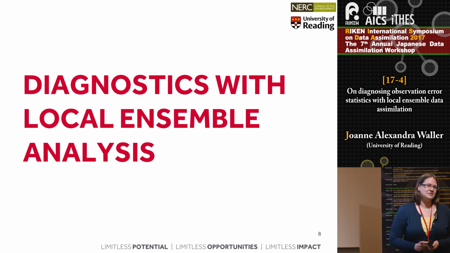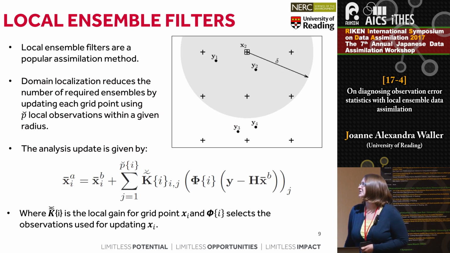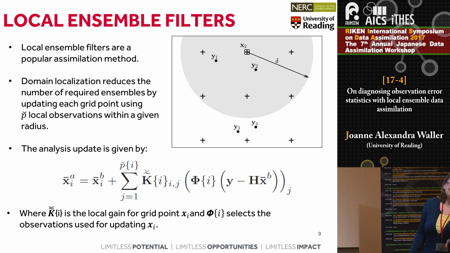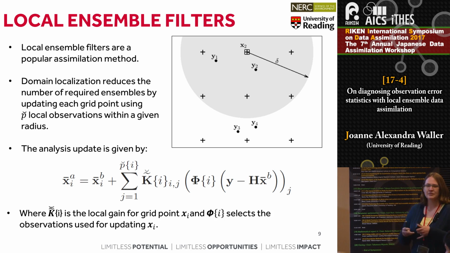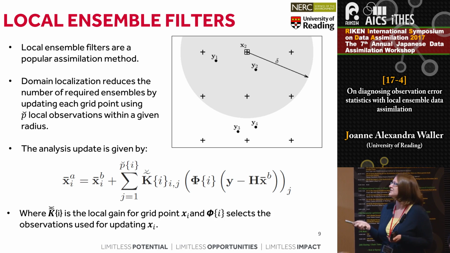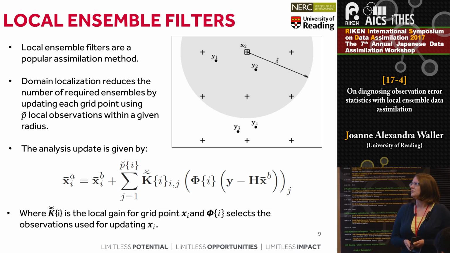But what happens when we localize our analysis? Localize our assimilation? So maybe I don't need to explain this to a lot of people here, but local ensemble filters just use a subset of observations given some sort of localization radius delta, which effectively reduces the number of ensemble members that we require.